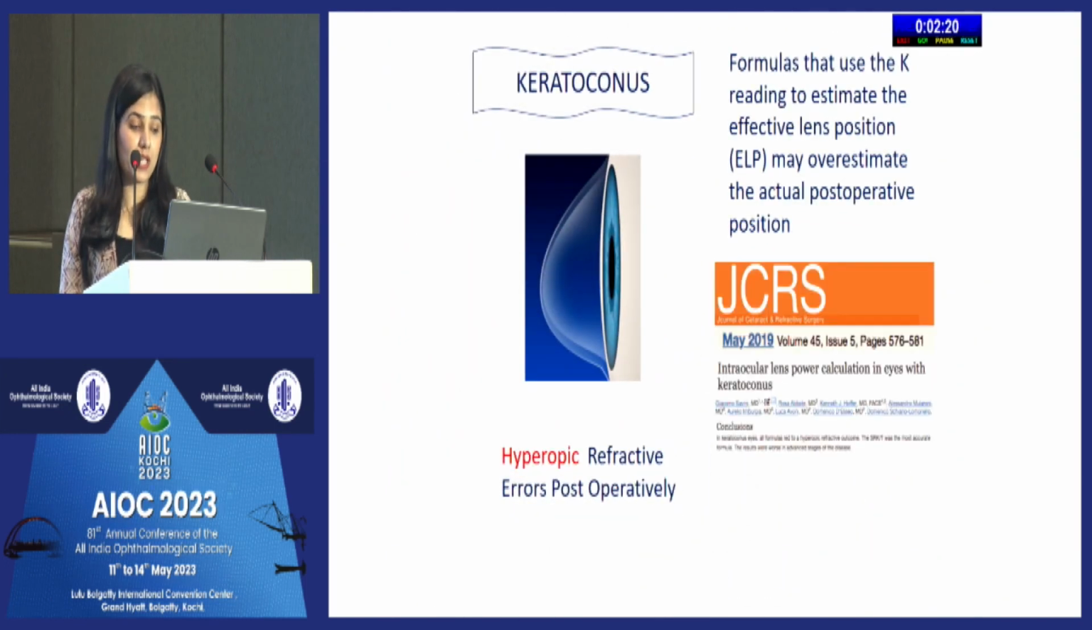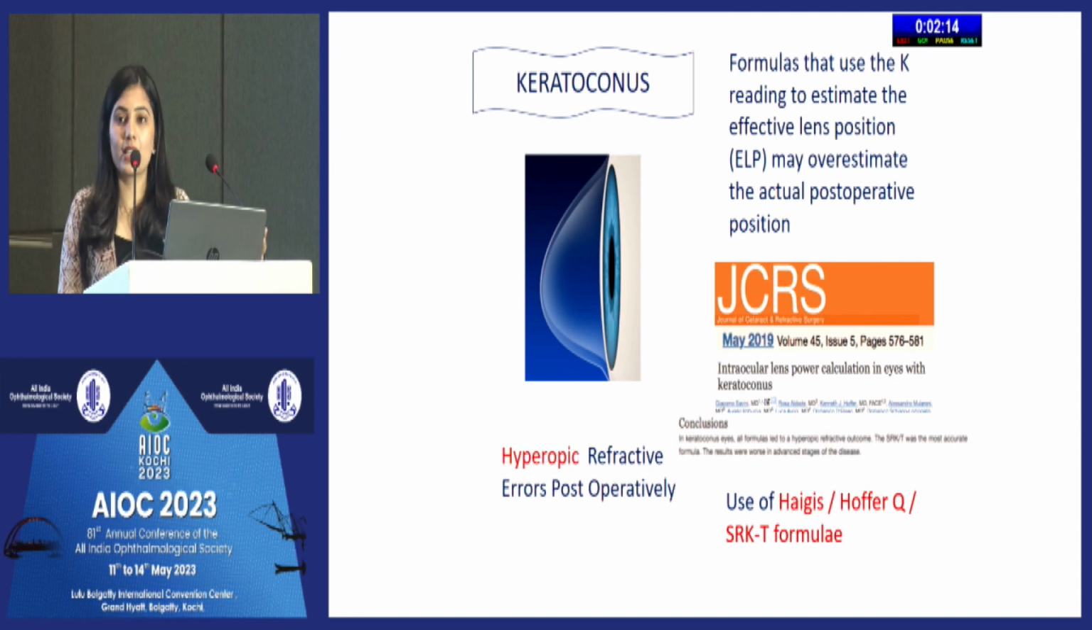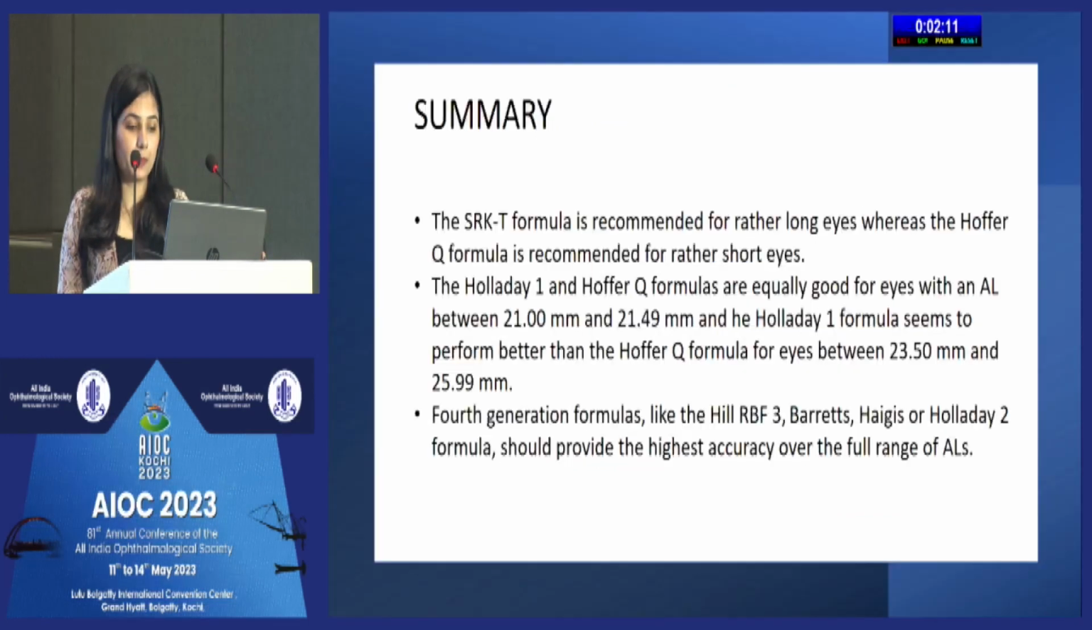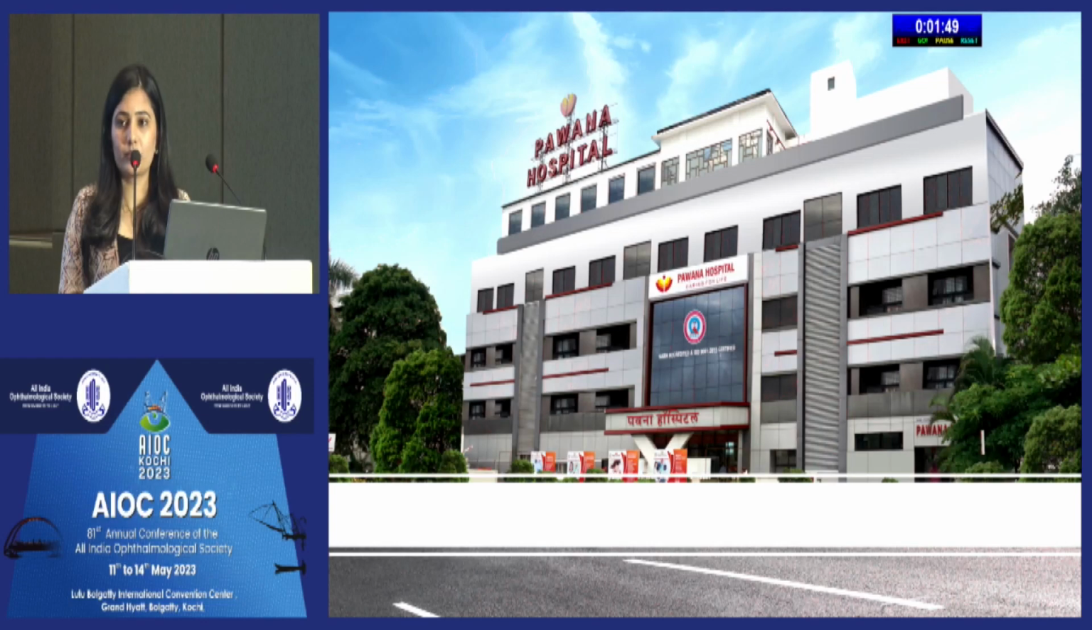For keratoconus, as we know, it gives hyperopic refractive surprises postoperatively. Here, Haigis, Hoffer Q, and SRK II formulas work well. So to summarize, the SRK/T formula is recommended for long eyes, whereas Hoffer Q is recommended for short eyes. The fourth generation formulas, such as Hill RBF 3, Barrett's, Haigis, and Holladay 2, should provide the highest accuracy in the full range of axial length. We would prefer Barrett's Universal 2 and Hill RBF 3 for most of them.